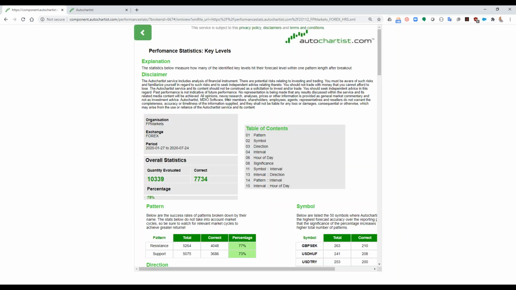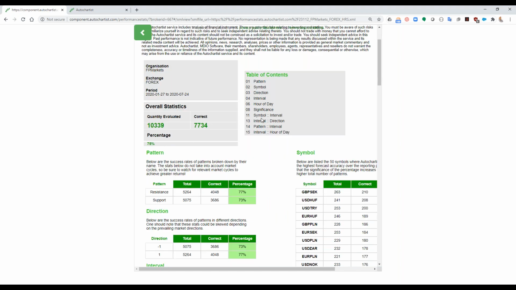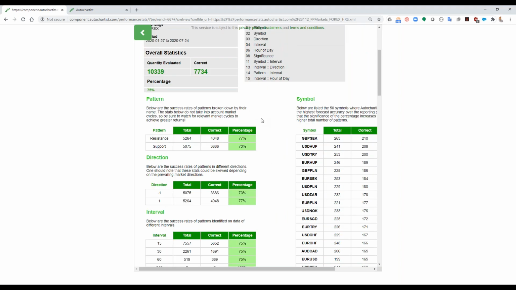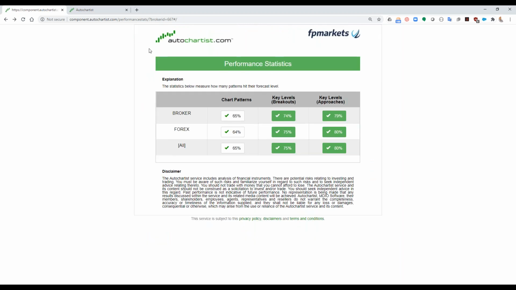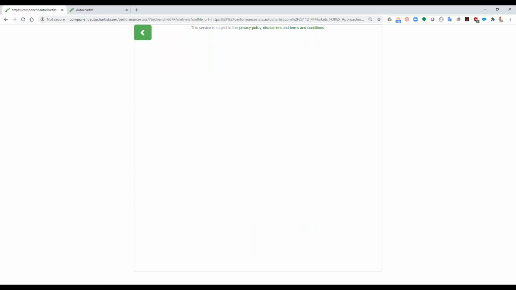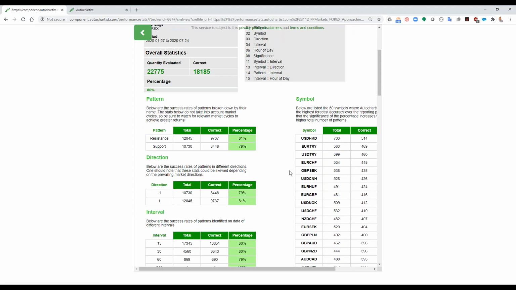Because when we look at just the specific indicator called key levels, right, you'll actually notice how even the average percentage here has gone up: 10,500 over the last 6 months, of which 7.5 were correct, about a 75% average. And you can see how the performance for the horizontal levels, support and resistance, is really, really high. It gets even higher when we look at the approaching levels, the approaching key levels.